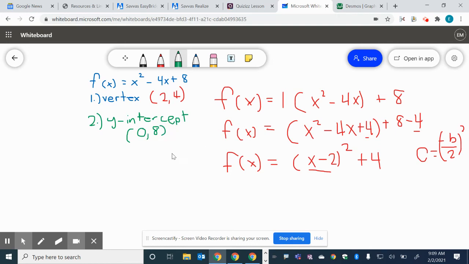I need a third point, because we do not have a line, we have a curve. When you're sketching a curve, you need a minimum of 3 points. When you're sketching a line, you only need 2 points. So how can I find a third point? Well, the third point is going to be the point symmetric to the y-intercept.